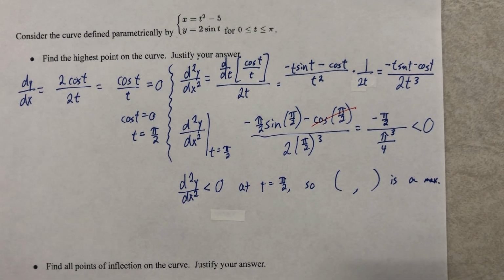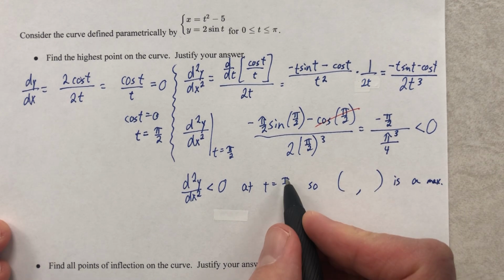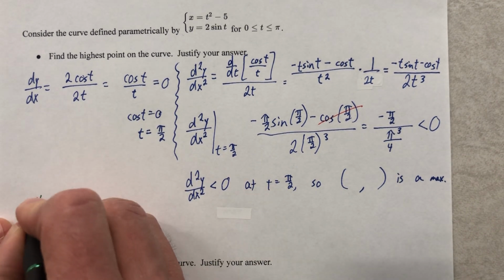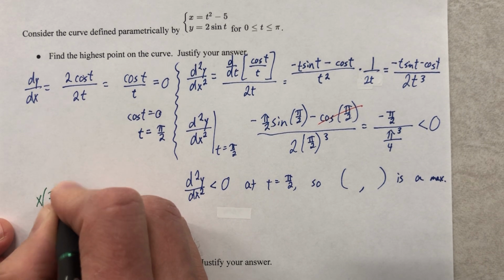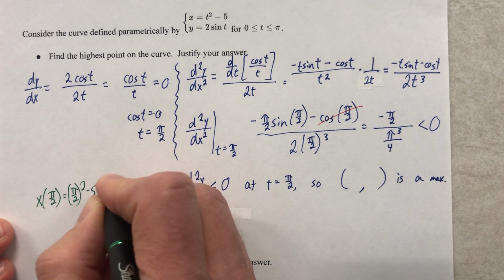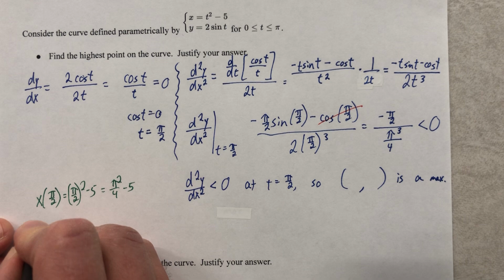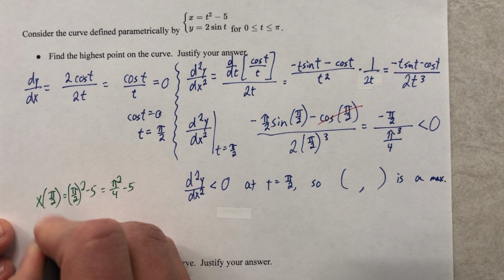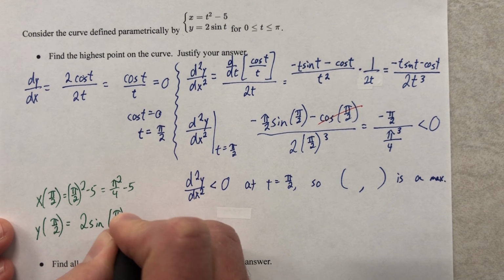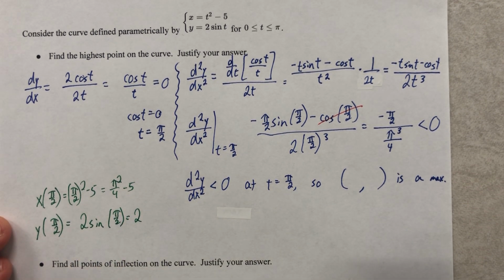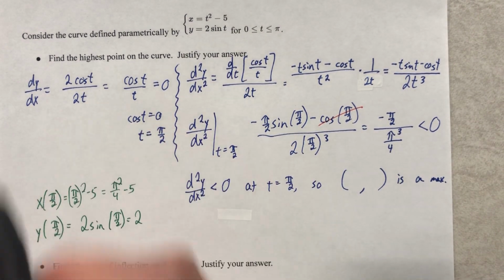Let's switch colors. Let's go to green. And I want to know what the actual coordinate would be. So I'm going to plug in pi over 2. So x of pi over 2 would be pi over 2 squared minus 5, which is pi squared over 4 minus 5. And then I want to plug in this, which is going to give me 2 sine of pi over 2. Sine of pi over 2 is 1, so that'd be 2.